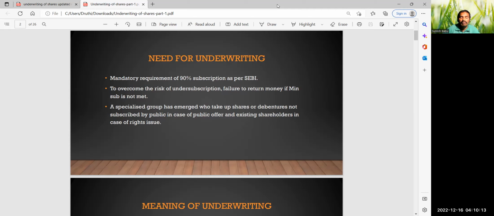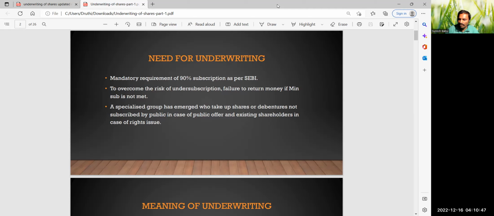This clause puts a condition on the company. First time, if you are raising capital from the public, you may issue shares or debentures. There is a certain period which is fixed for the purpose of selling the shares. SEBI puts the condition that within this particular period, maybe a month or a fortnight or 15 days, you have to achieve 90% subscription.